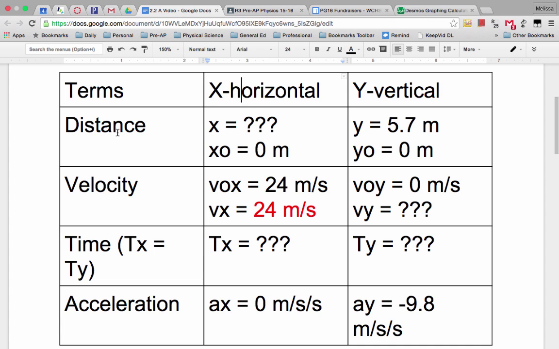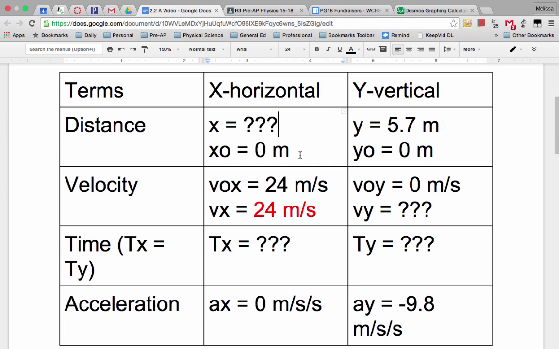In the problem, we were given a height of 5.7 meters. That's Y. Now, we're also given a horizontal velocity to push with at launch of 24 meters per second. So that's our V naught X. So where'd all the rest of this stuff come from? Well, let's look at it.